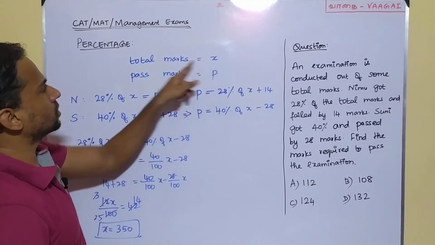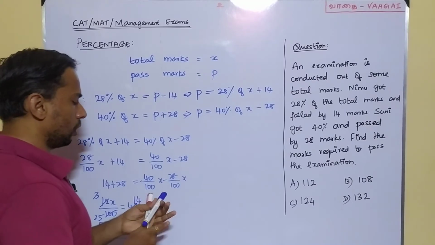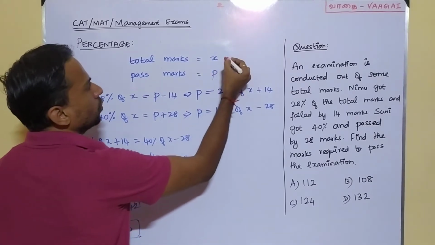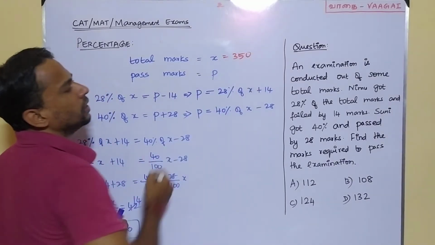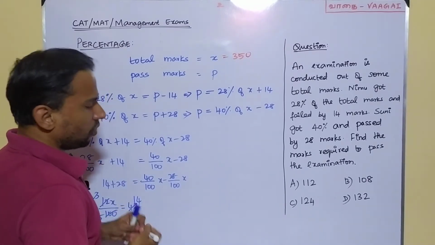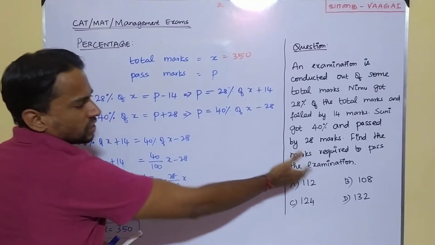Because x is what? X is the total marks. X stands for the total marks, right? So that means we got the value of x only. The total marks only we got it to be 350. But what is asked for us to get? What is asked in the question here?